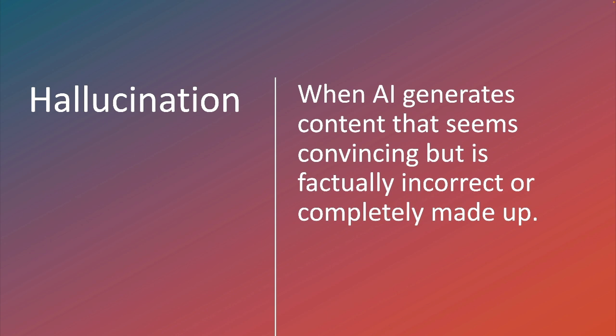Hallucination. This is when AI generates content that is convincing but is factually incorrect or completely made up. So, this is something that we always need to be careful of and aware of when we're working with AI, is that it can hallucinate. Now, hallucinations come in many shapes, forms, and sizes. So, when we're working with text, it's always important to double check the answers that you're getting from an AI, especially if it's related to math or medical information.